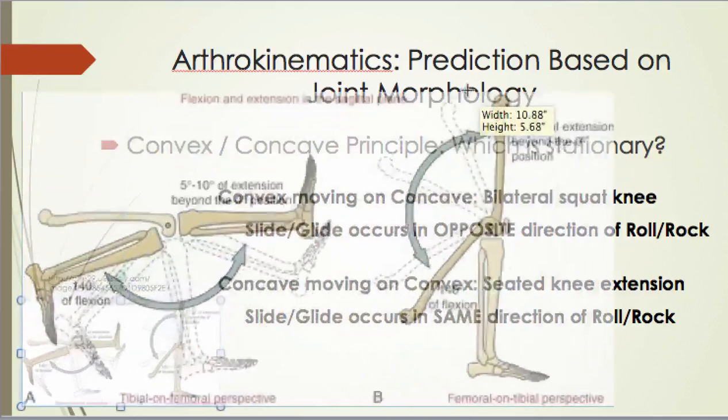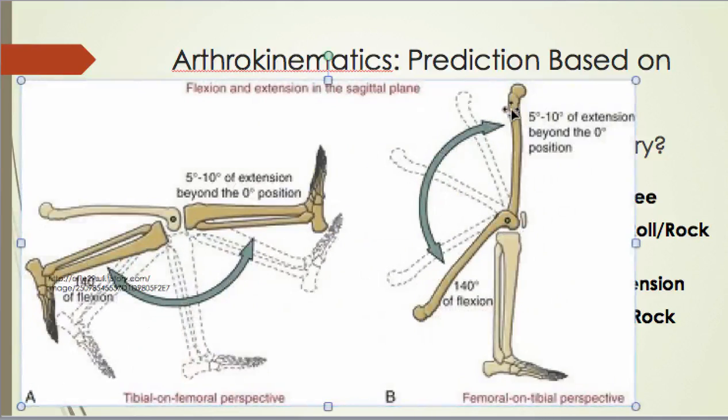Let's just take a look at that picture one more time. Here's knee flexion, okay? So as we flex, we're getting the convex on concave, so it occurs in opposite directions. Whereas when we go from knee flexion to knee extension in the open chain, we have this concave surface moving on the convex surface, so the slide glide occurs in the same direction as the rock and roll. Here it's the opposite.